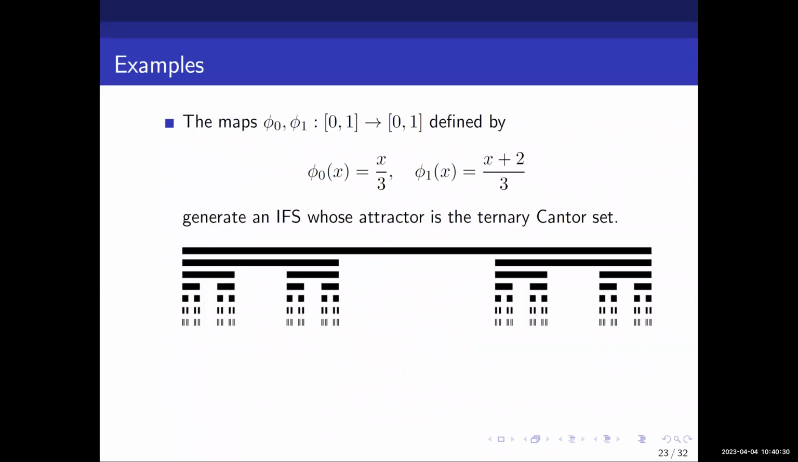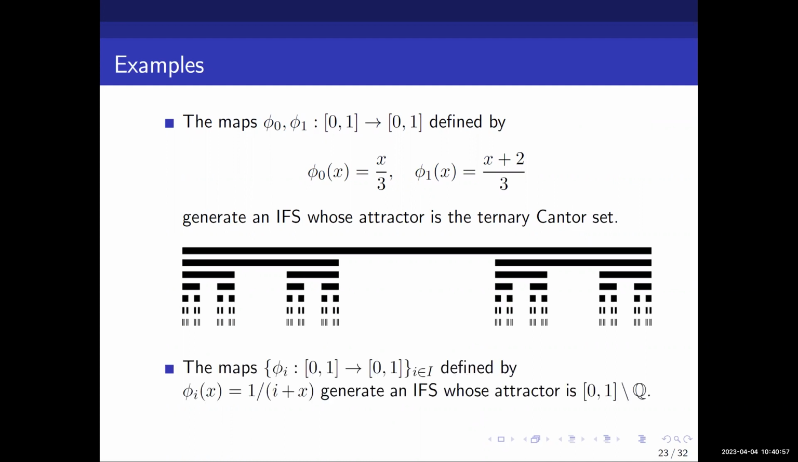Okay, so a classical example, of course, is the Cantor middle third set. This doesn't really do it. I mean, most IFSs are a little more interesting than this, but I had to put this in there just so that we all know what we're talking about. So in this case, you have two maps, and the ternary Cantor set has a coding to the one-sided shift on two symbols, right?